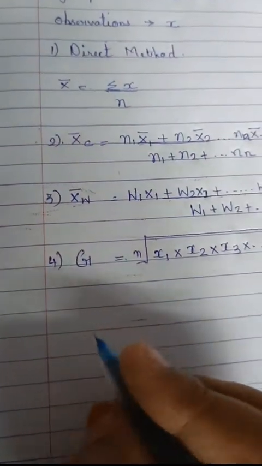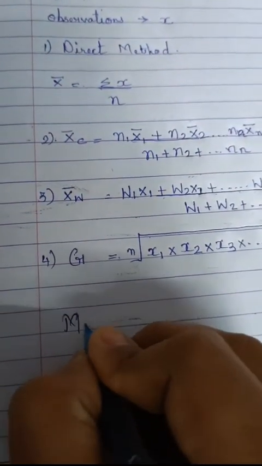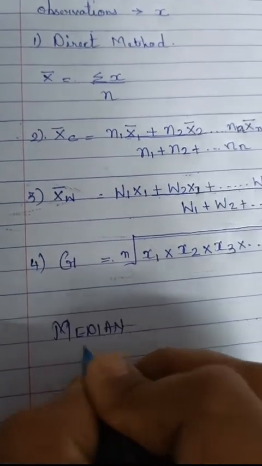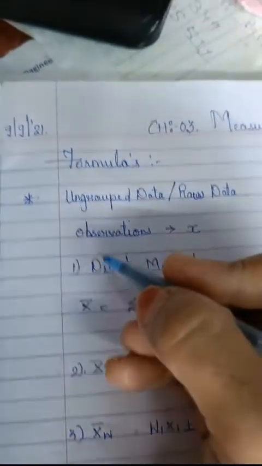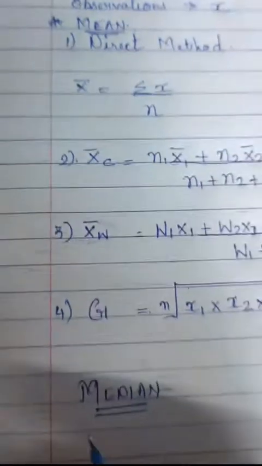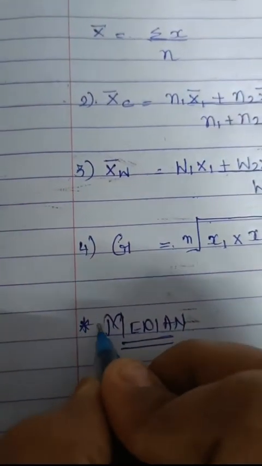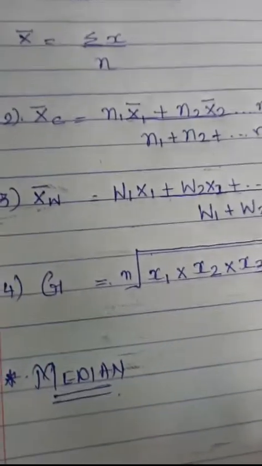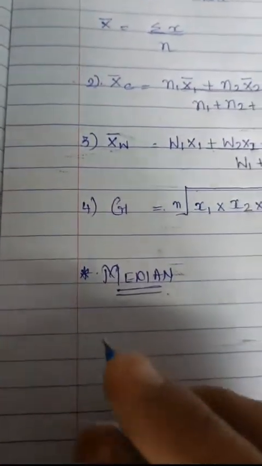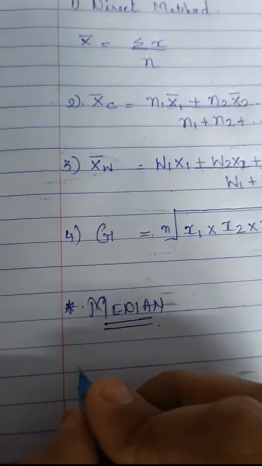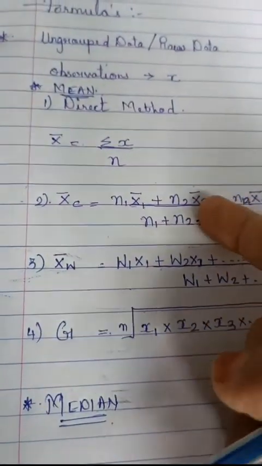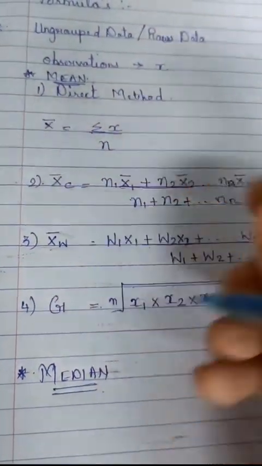Now coming to the next one, that is median. We have seen about mean. Now coming to the part of median. In median, first, I am talking only about ungrouped data. We have not started the grouped one. For ungrouped we are going.